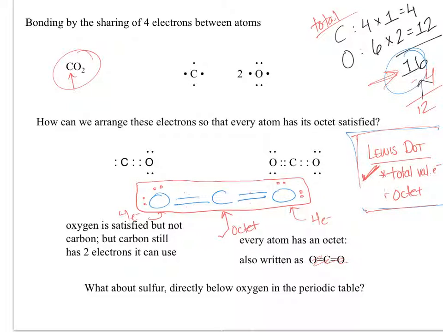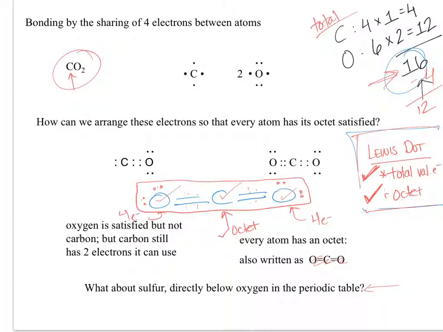Now let's check octet. 2, 4, 6, 8. This oxygen is good. 2, 4, 6, 8. Carbon is good. 2, 4, 6, 8. Oxygen is good. Octet is also correct, so even though I've got scribble all over it, that's the correct Lewis structure for carbon dioxide, CO2.